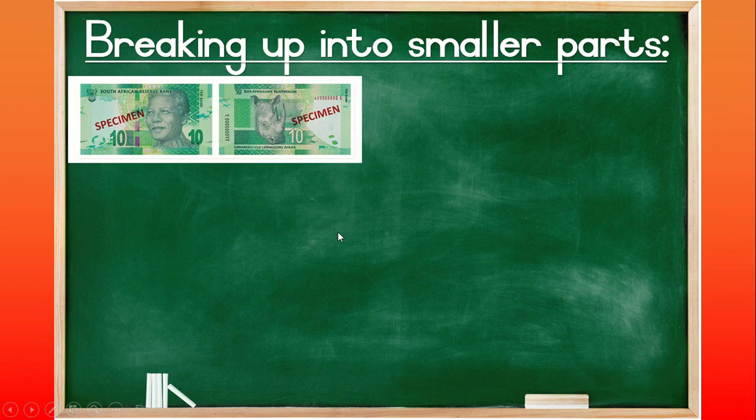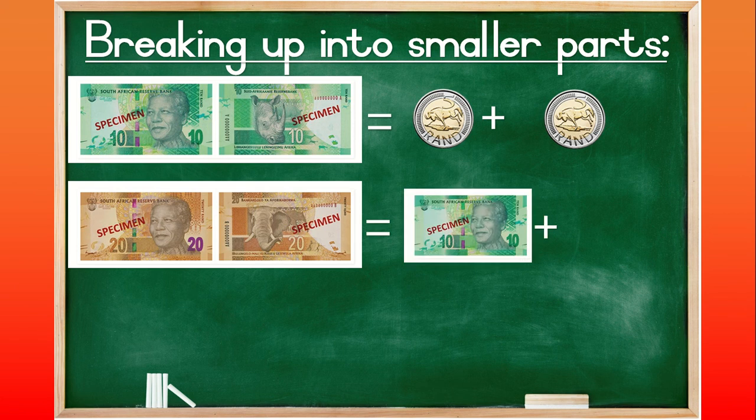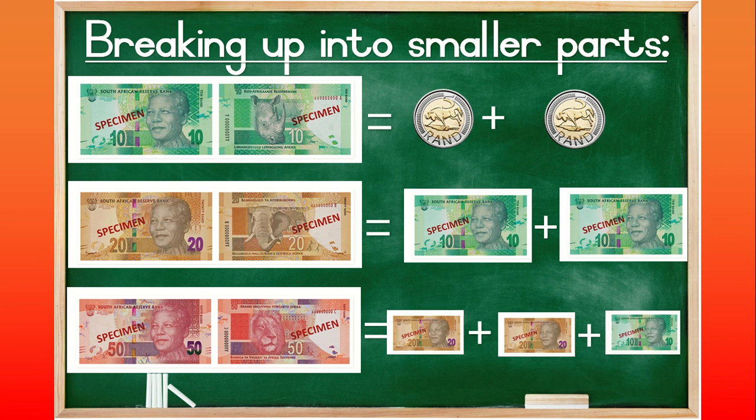Looking at the notes, 10 rand can be made by adding 2 5 rands. 20 rand can be made by adding 2 10 rands. And then 50 rand can be made by adding 2 20 rands and 1 10 rand. This is the easiest way to break up. You can see 2 5 rand coins gives you a 10 rand banknote. So we have a 5 rand and a 5 rand. It equals 10 rand, but it's also the same as a 10 rand note.